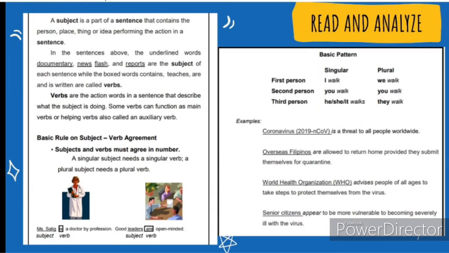These words are subject and verb. What is a subject? A subject is a part of a sentence that contains the person, place, thing, or idea performing the action in the sentence. In the sentences given a while back, the underlined words, which are the documentary, newsflash, and reports, act as the subject of each sentence, while the boxed words, which are contains, teaches, and is written, are called verbs. Why? Verbs are the action words in a sentence that describe what the subject is doing.